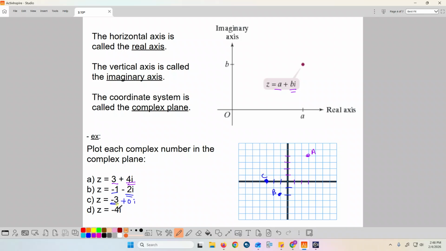And for question D, which is -4i, this is really like having 0 minus 4i. So our real part is 0. I'm not going to move from that 0 on the real axis. I'm going to stay right there, and then I'm just going to go down 4 on the imaginary axis. So 1, 2, 3, 4, which will put me right here for question D. So pretty easy process, nothing too crazy. You should have no trouble plotting complex numbers.